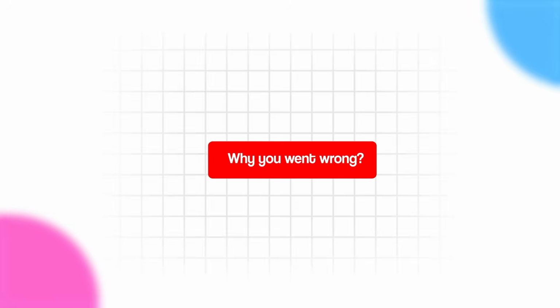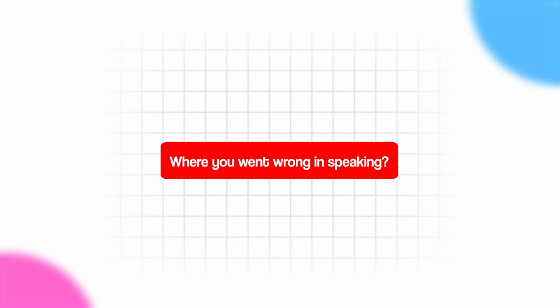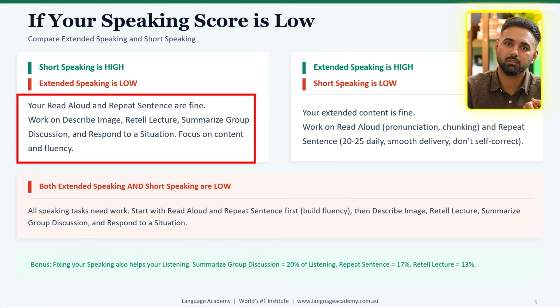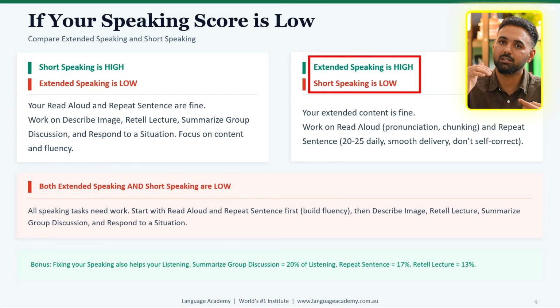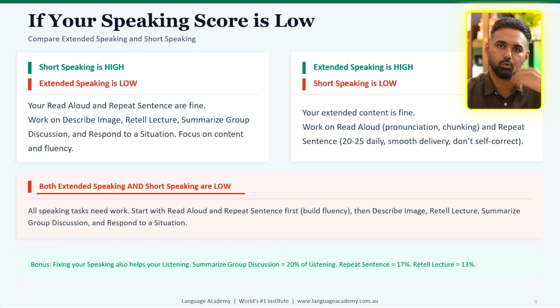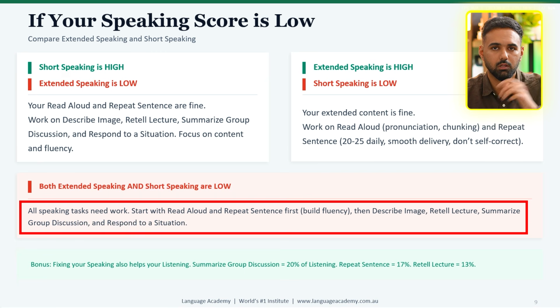Now, you have to figure out why you lost points in speaking. Let's go this way. If you have to figure out why you went wrong or where you went wrong in speaking, look at your extended speaking. If that is low, but short speaking is high, means your read aloud, repeat sentence is fine. You are going wrong with describe image, retell lecture, summarize group discussion, or respond to situation. If extended is high, but short speaking is low, that means you have to just work on read aloud and repeat sentence. Next, if both are low, means you have to work on all the question types.